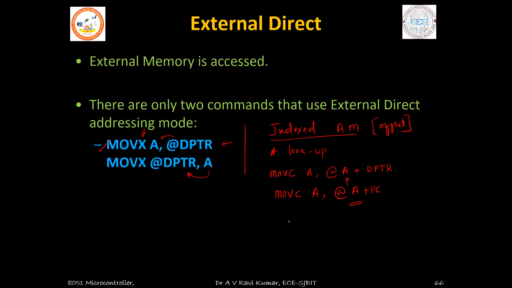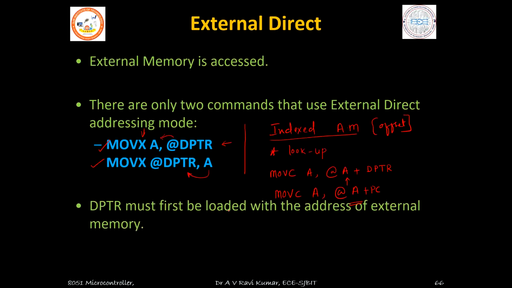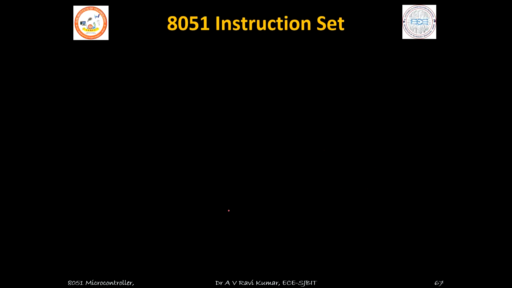I hope these two addressing modes and these two instructions are understood clearly. These instructions will be covered in the instruction set in the next topic. One more point here is that DPTR must first be loaded with the address of external memory. Next we'll go with the instruction set of 8051. Thank you very much.